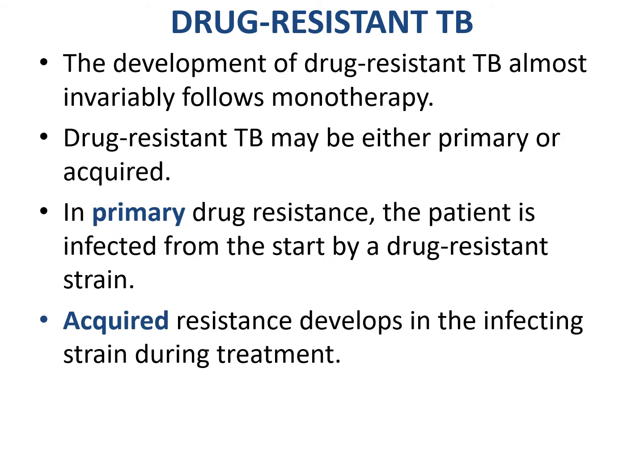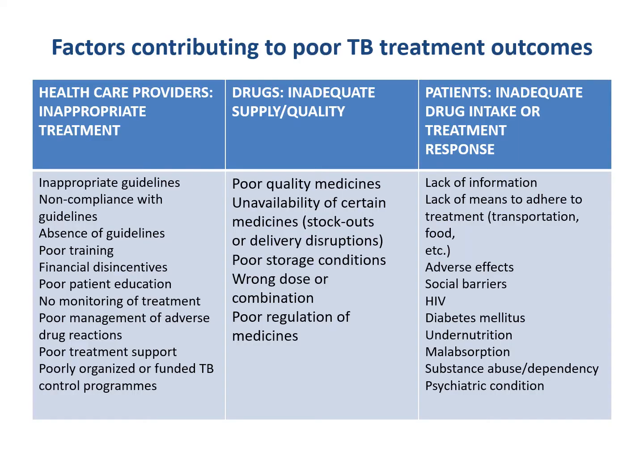The development of drug-resistant TB almost invariably follows monotherapy. Drug-resistant TB may be either primary or acquired. In primary drug resistance, the patient is infected from the start by a drug-resistant strain. Acquired resistance develops in the infecting strain during treatment.